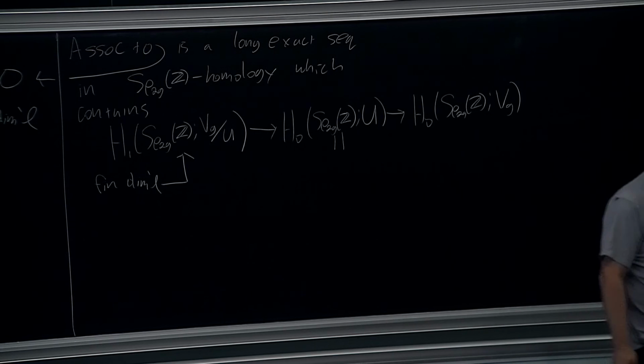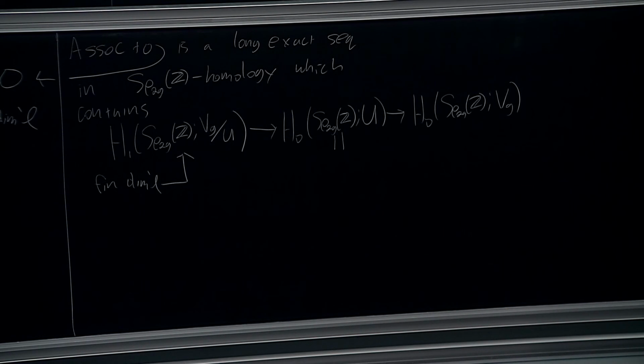H0 of a group acting on a vector space is the coinvariants. In fact, that's one definition of group homology. Group homology are the derived functors of the coinvariant functor. They're the correction to the fact that taking coinvariants is not right exact. That's a very good definition of group homology, the same way that Tor is the derived functors of the tensor product.